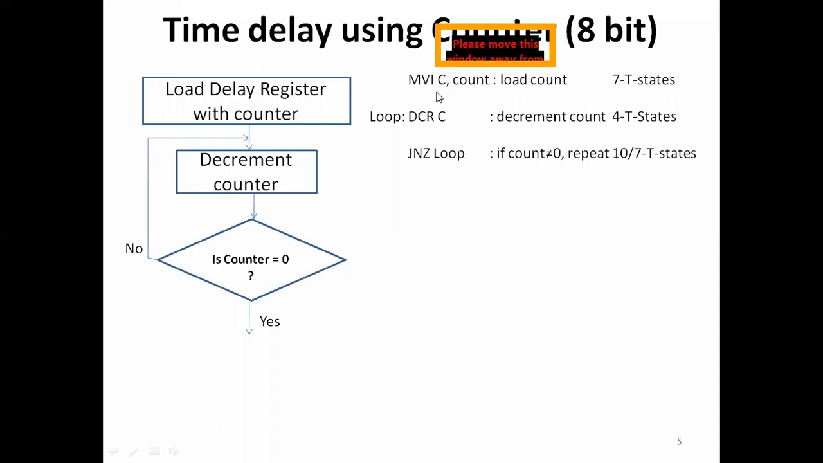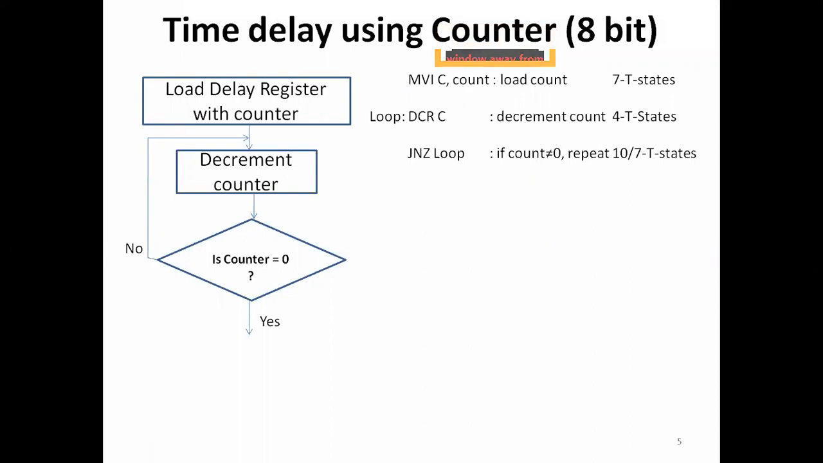So the purpose of MVI C, count is to load the count value into the C register. Since it is a 2-byte instruction, it will take 7T states. If you remember the timing diagram, the opcode fetch operation takes 4T states, and the memory read operation takes 3T states. In this instruction, MVI C, count, we have both operations. The first is the opcode fetch, in which the code of MVI is fetched. The second is the memory read operation, in which the count value is read. So it will take 7T states.